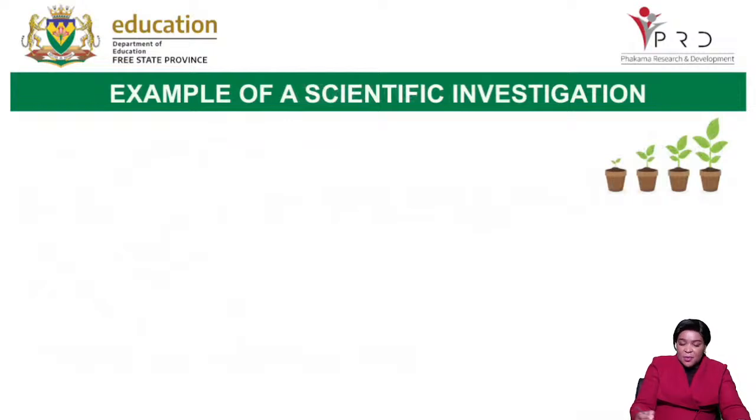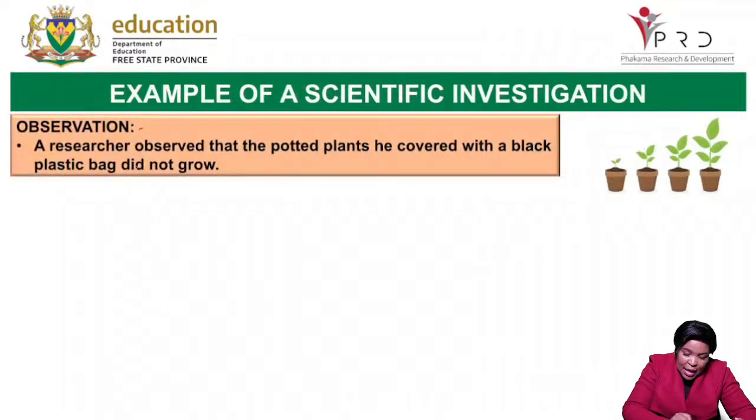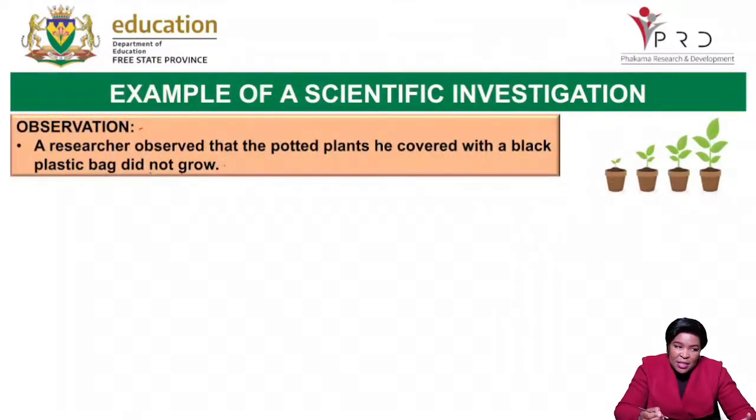So let us take a look at an example of a scientific investigation. So I've been giving you different investigations in the explanations, but now we are looking specifically at one, right? So the first one, remember we said it starts with observation of phenomena. So here, a researcher observed that the potted plants he covered with black plastic bag did not grow. So you see, he covered the plants with black plastic bag, and then after that, he observed that those ones that he covered with black plastic bag did not grow.